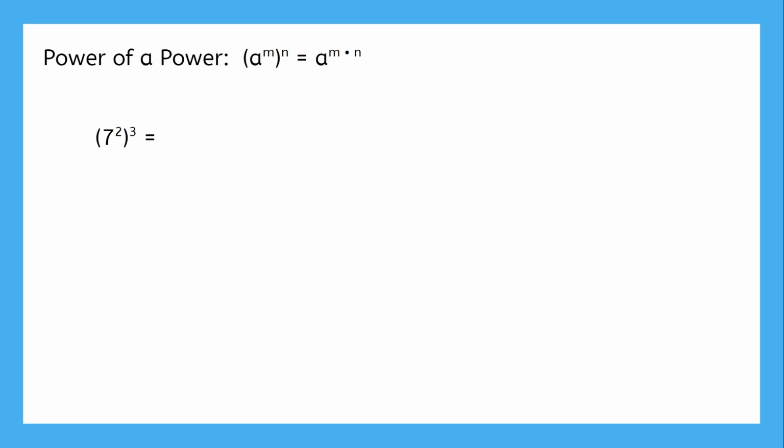Raising something to the third power means multiplying 3 of them together. So we have 3 7 squareds multiplying together. Each of those, however, is actually 2 7s. So altogether, we have 6 7s multiplying. In other words, 7 to the 6th power. That's the same as if we just multiplied the 2 and the 3 together. And for good reason, we're multiplying 3 sets of 2 7s each for a total of 6 7s.